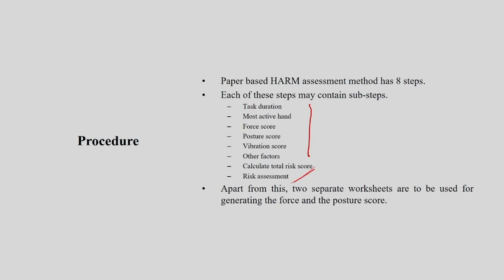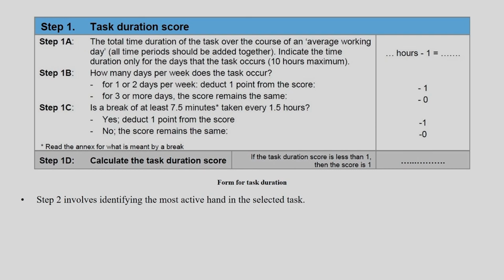So, first is the task duration score. In that you have small sub steps, step 1A, 1B, 1C and also 1D. What are these? It says the total time duration of a task over the course of an average working day. It is not that you observe the task for only one day. You have to observe it for a period, and from that you take the average calculation.